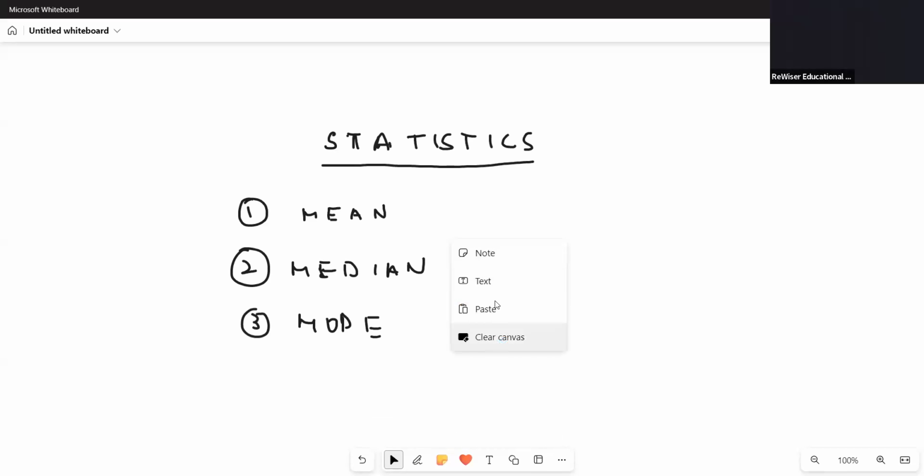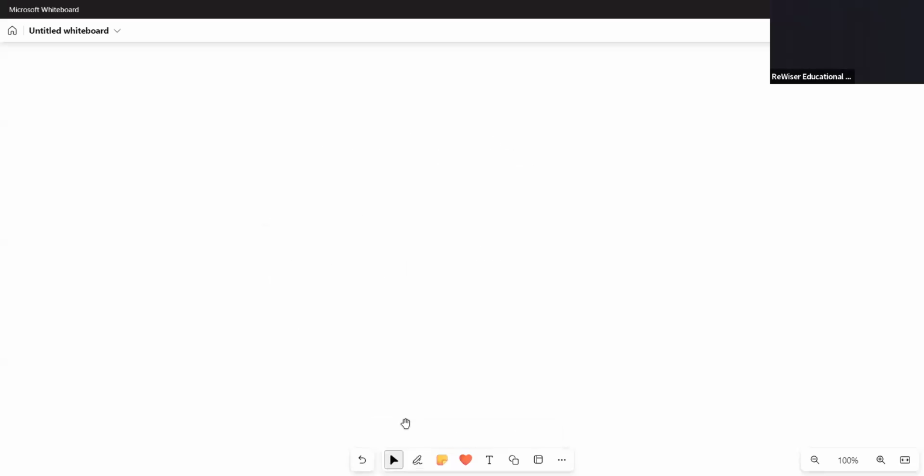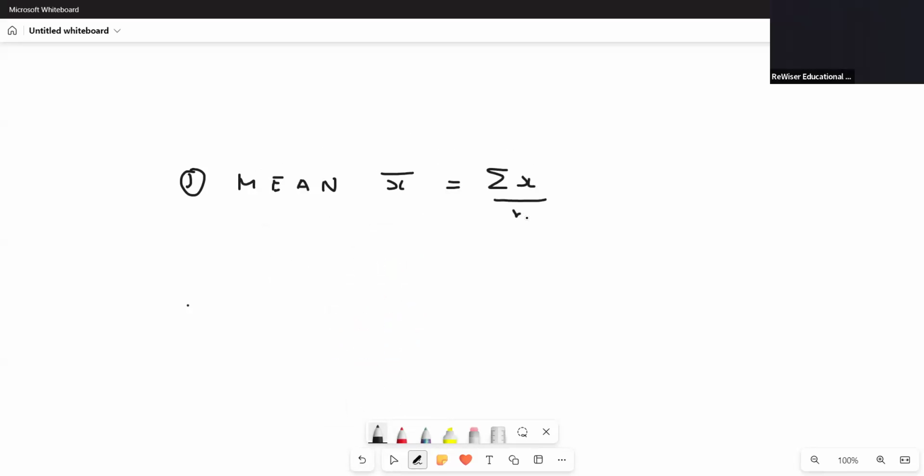Let's start with the first one, which is mean. Mean is nothing but, in normal mathematical terms, an average. So if I'm finding the mean of any particular data, the formula is represented as x bar. It's given as the sum of all the values of x divided by the number of observations, which is n.